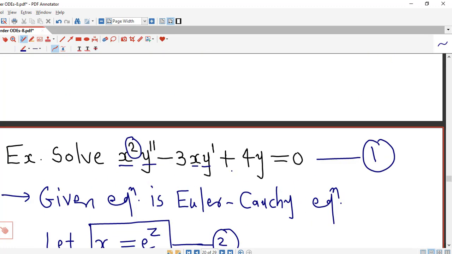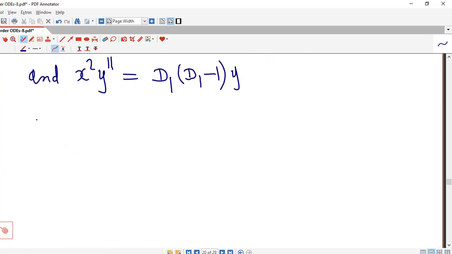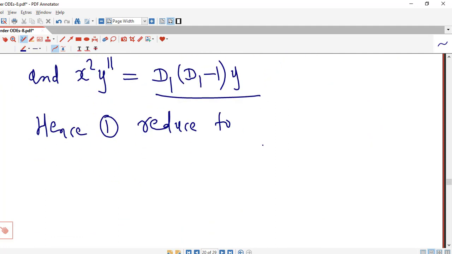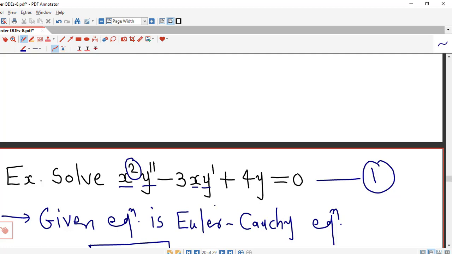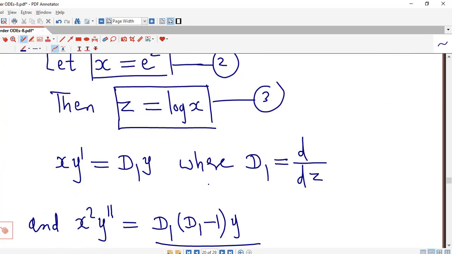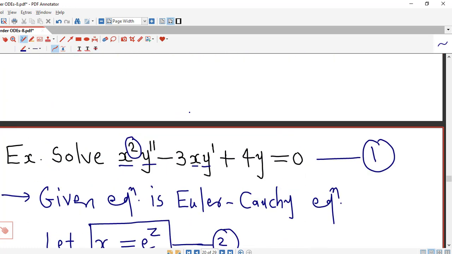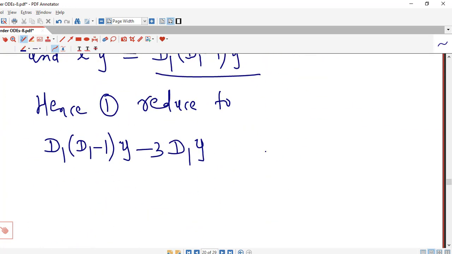So using all these things in equation 1, equation 1 reduces to: the first term x² y'' we replace by D1 (D1 − 1) y, then minus 3 x y', so we replace x y' by D1 y, so minus 3 D1 y plus 4y equal to 0. Because the right hand side is 0, this is a homogeneous Euler-Cauchy equation.